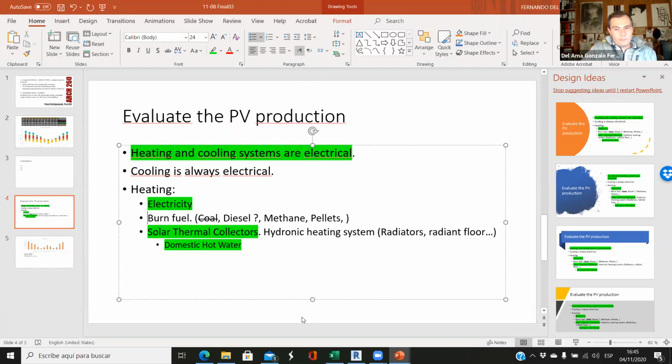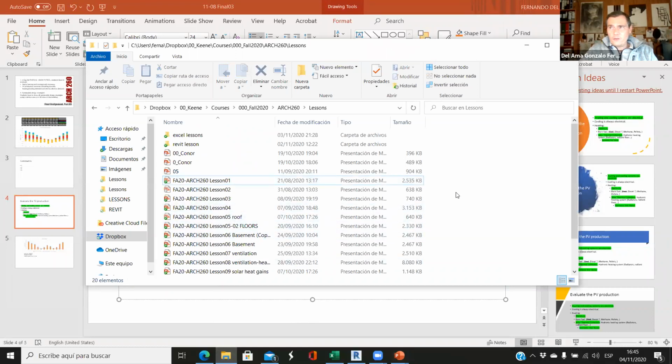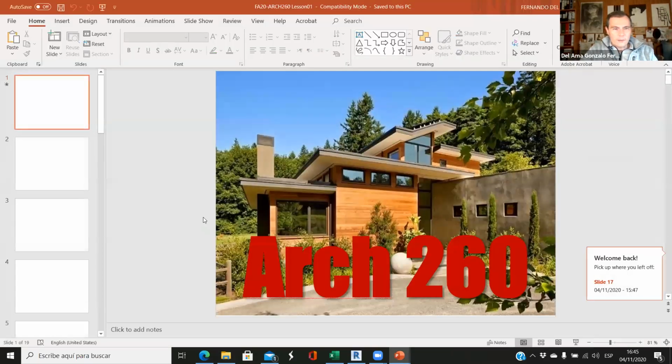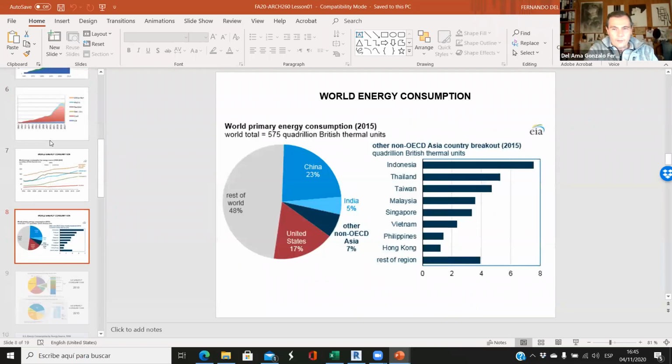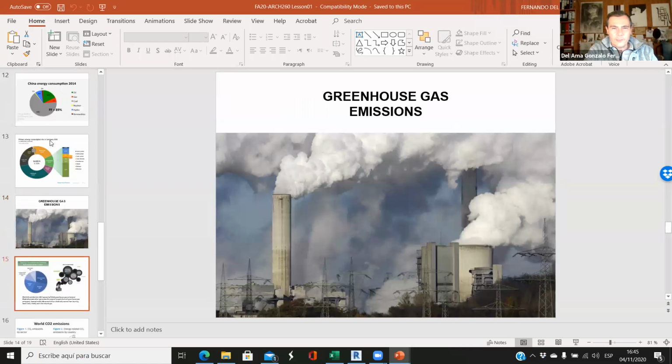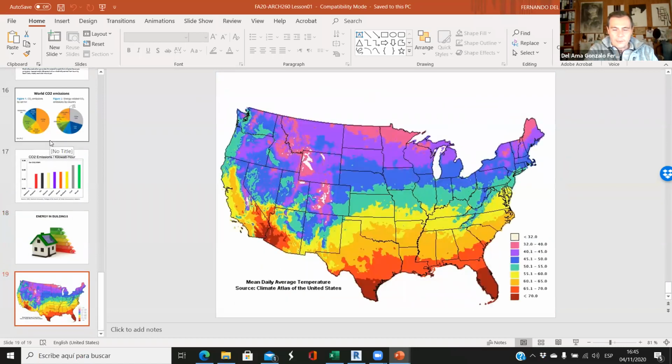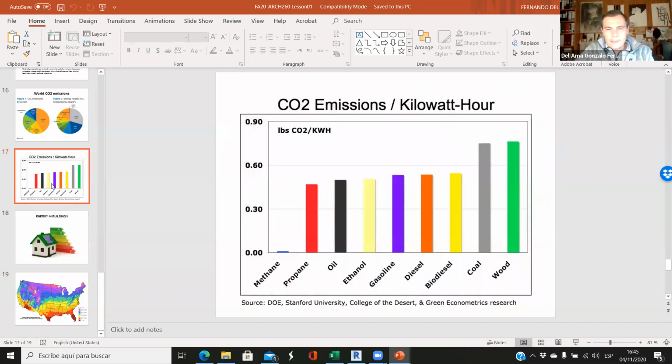So if we want to burn fuel, then we have to go over the first lesson that we explained back in August, the first week, this asynchronous week, when I posted the videos and showed you how China was impacting the energy consumption in the world. And here, this is not the outcome of the elections. This is just the daily average temperature in the United States.